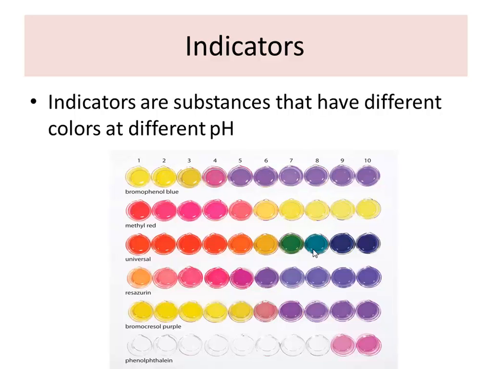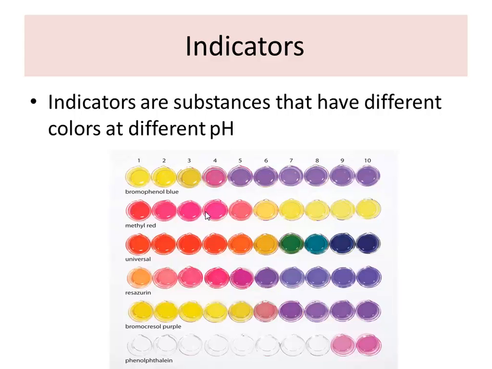Indicators. Indicators are substances that have different colors depending on the pH, and that's something you guys are going to want to write down. So here are a few different examples of indicators. Here's bromophenol blue. In pH 1, 2, and 3, it's a yellowish color. pH 4, it's purple. And pH 5 and above, it's a purplish color.